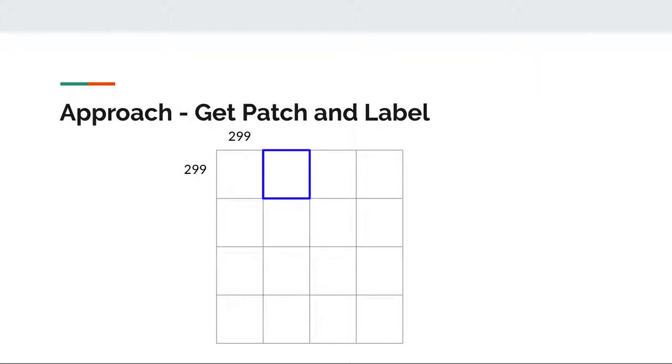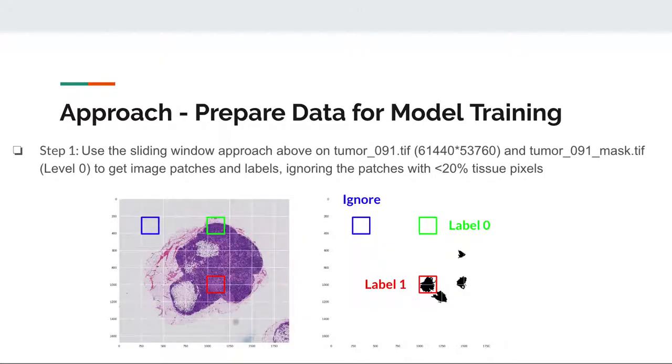Here we can see how the sliding window moves row by row. With the approach mentioned above, I used Tumor 91 to prepare data for model training. We slide the window across the image and the mask at the same time to get patches and their labels. For example, the green patch will be labeled 0 and the red patch will be labeled 1. In order to improve the efficiency, we will ignore the patch if the percentage of tissue pixels in that patch is less than 20%. For example, the blue patch in the image will be ignored.